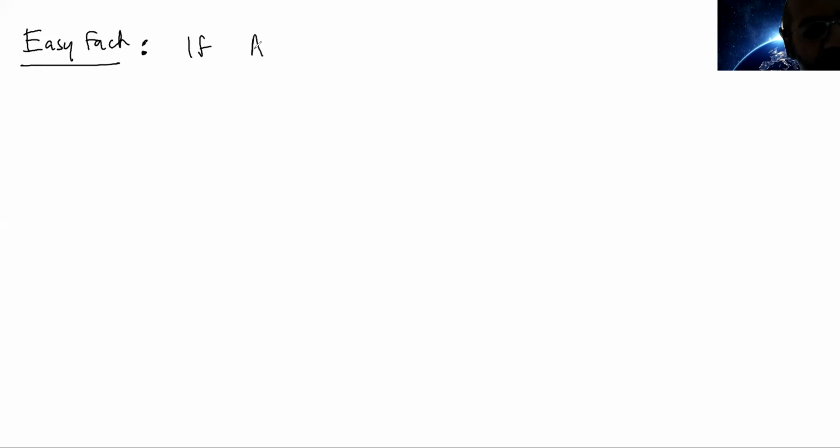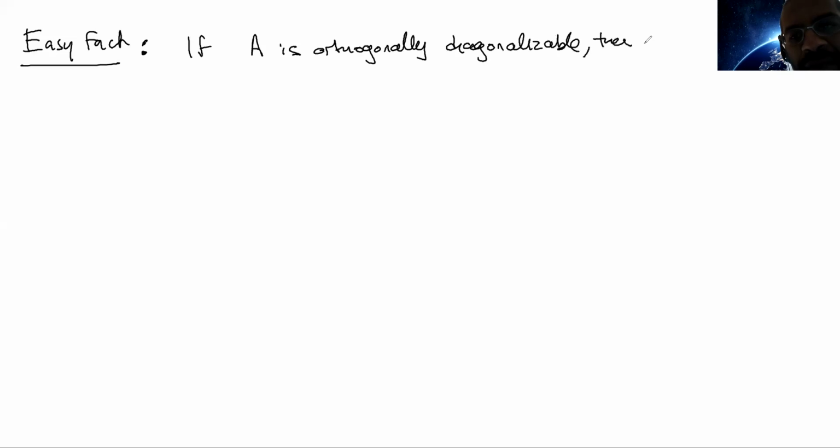If A is orthogonally diagonalizable, then it's symmetric, so it's equal to its transpose. And this has a very easy one-line proof, which I will just do. Well, okay, what's A transpose?